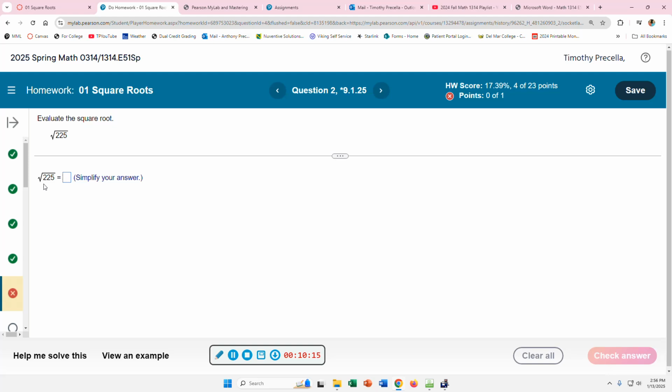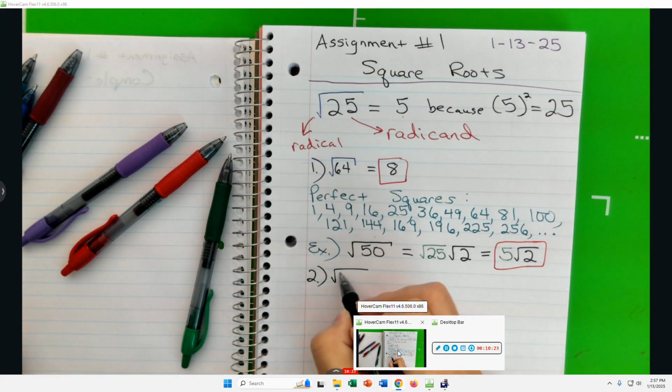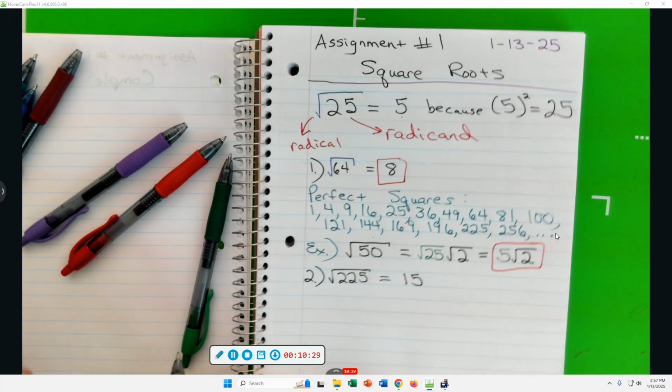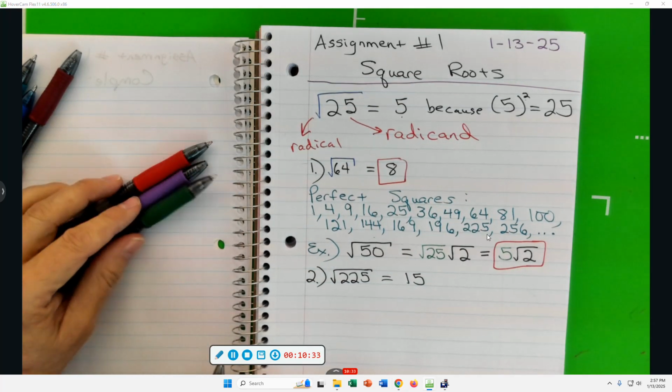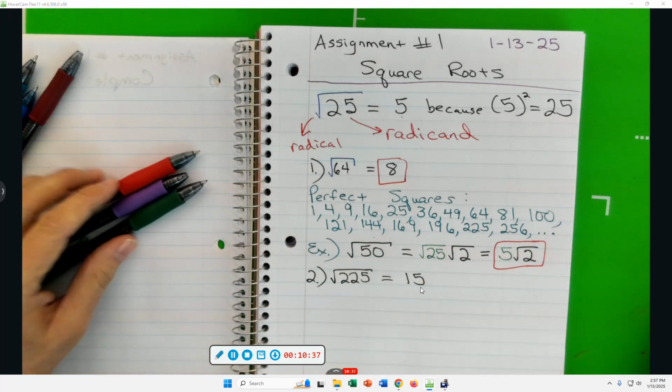What about the square root of 225? Here's a similar question. What's the square root of 225? 14? I don't think it's 14. I think it's 15. Check it: 15 times 15. Or if you have a calculator, use your square root key to check the square root of 225. It should give you the integer 15.